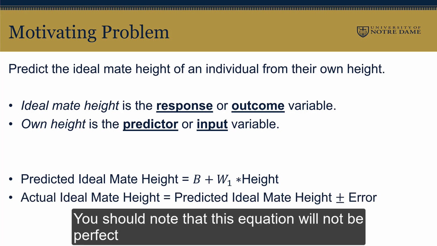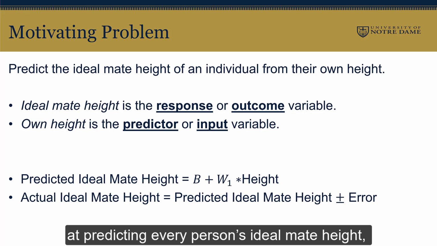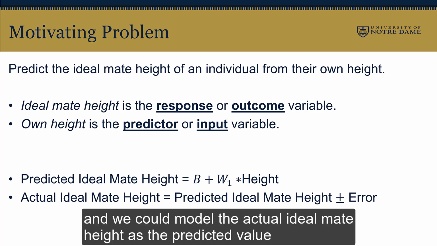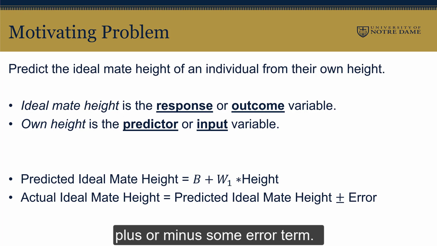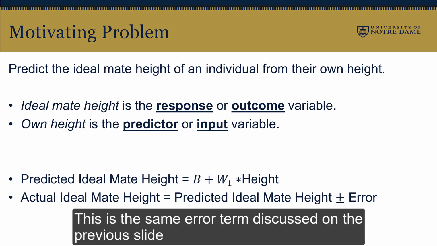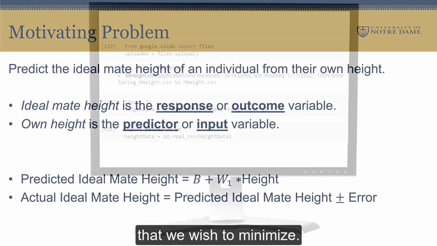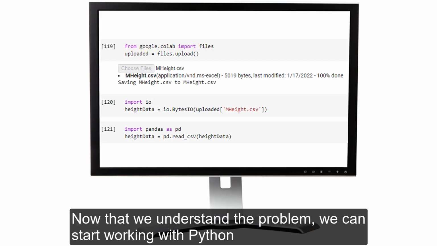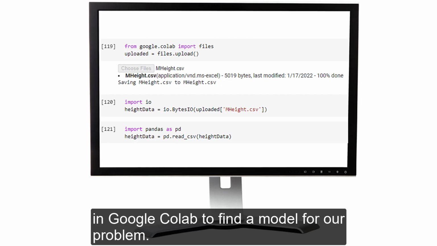You should note that this equation will not be perfect at predicting every person's ideal mate height, and we could model the actual ideal mate height as the predicted value plus or minus some error term. This is the same error term discussed on the previous slide that we wish to minimize. Now that we understand the problem, we can start working with Python in Google Colab to find a model for our problem.